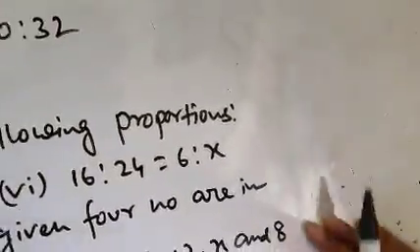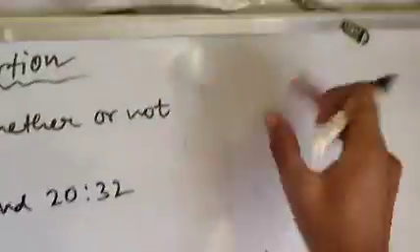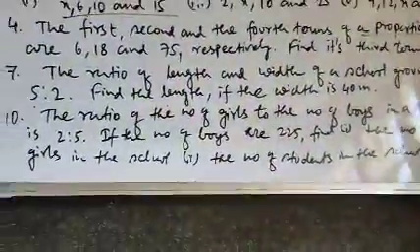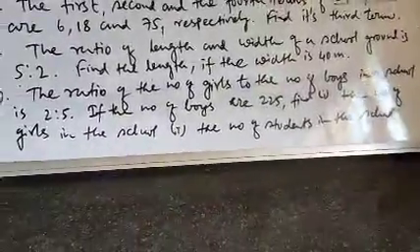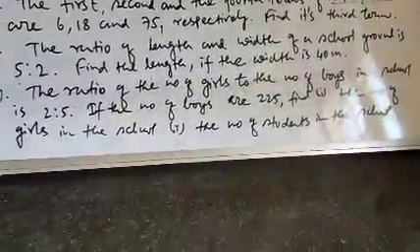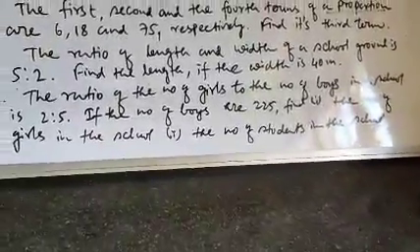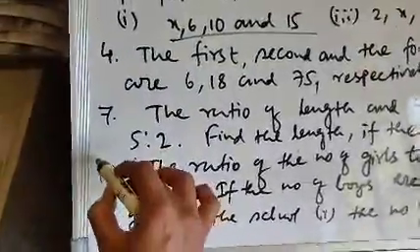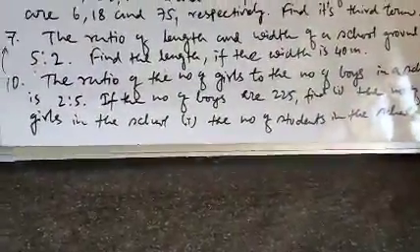Next question, the last question of this exercise. Question number 10 says the ratio of the number of girls to the number of boys in a school is 2:5. If the number of boys are 225, find the number of girls in the school and the number of students in the school. We solve it the same way as question number 7. Exactly the same, only the concept is different.